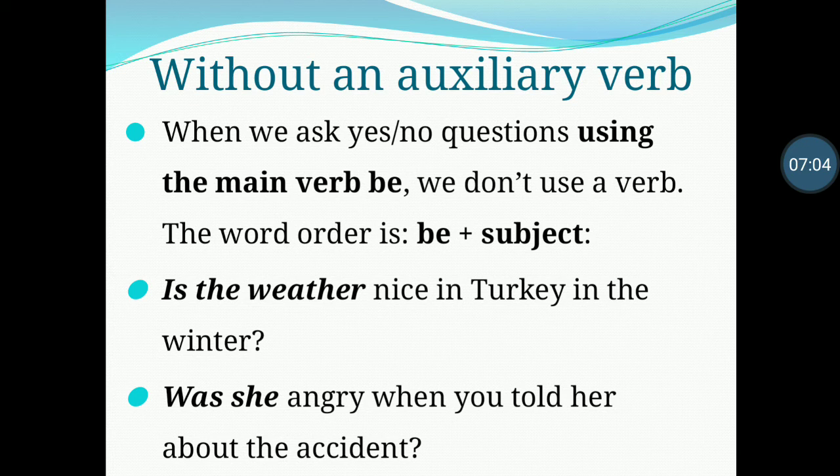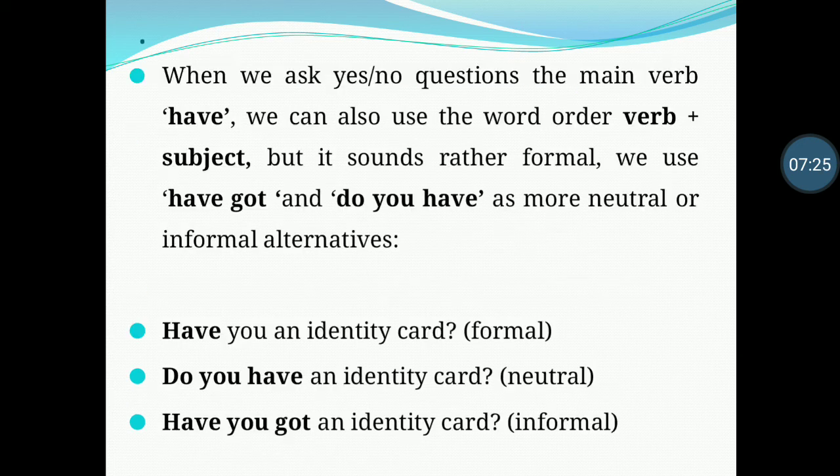For example, is the winter nice in Turkey in the winter? Was she angry when you told her about the accident? So like this. If the be verb is the only verb, we can easily use the be verb as the helping verb and we can frame a yes or no question.